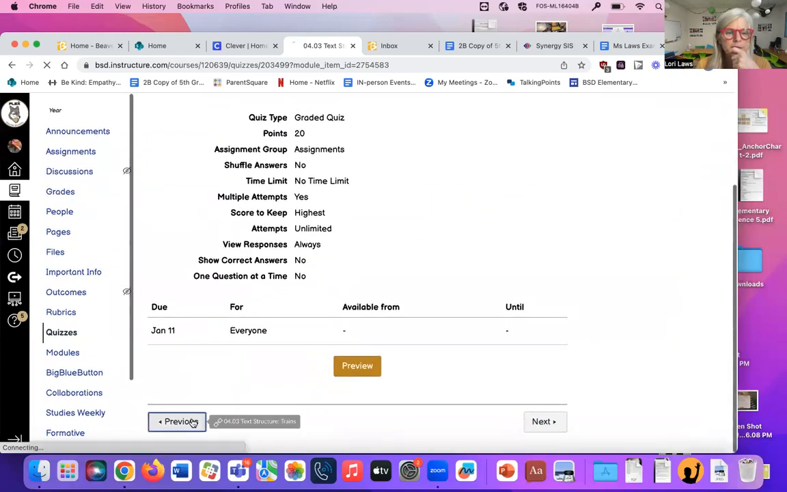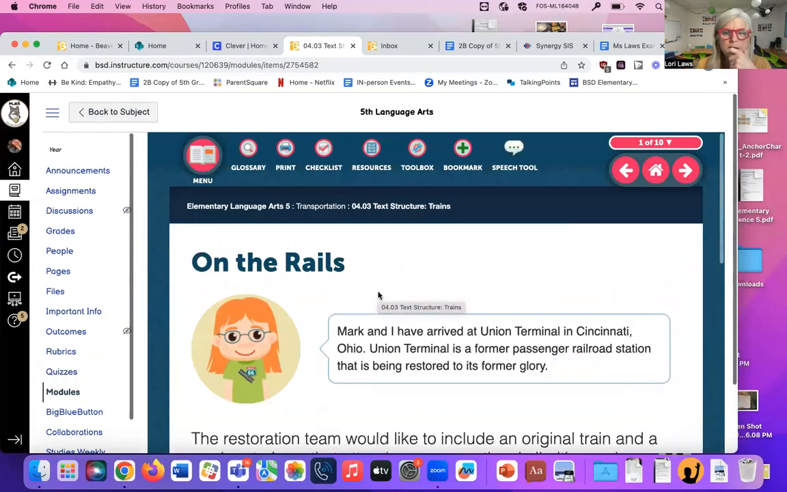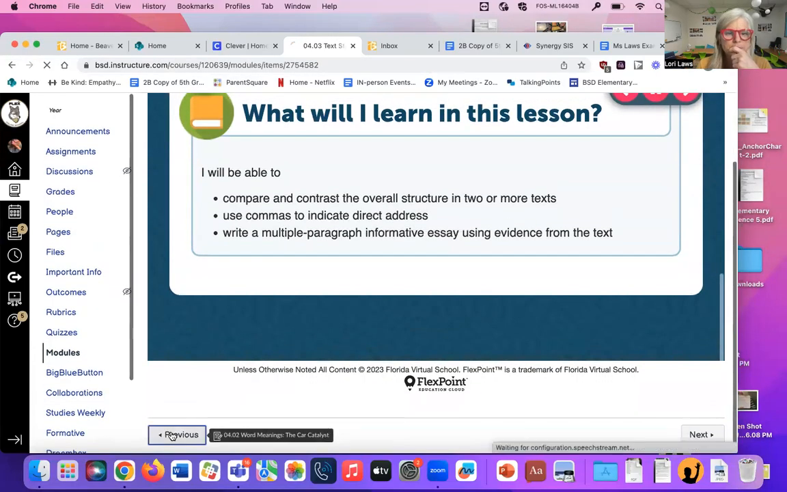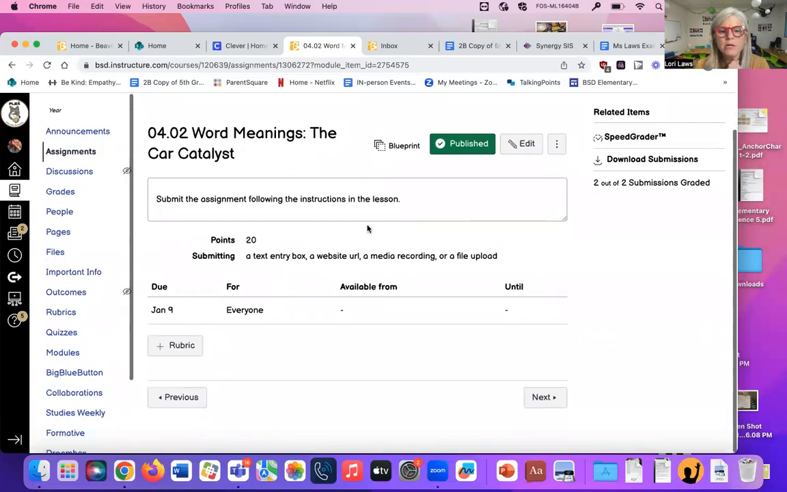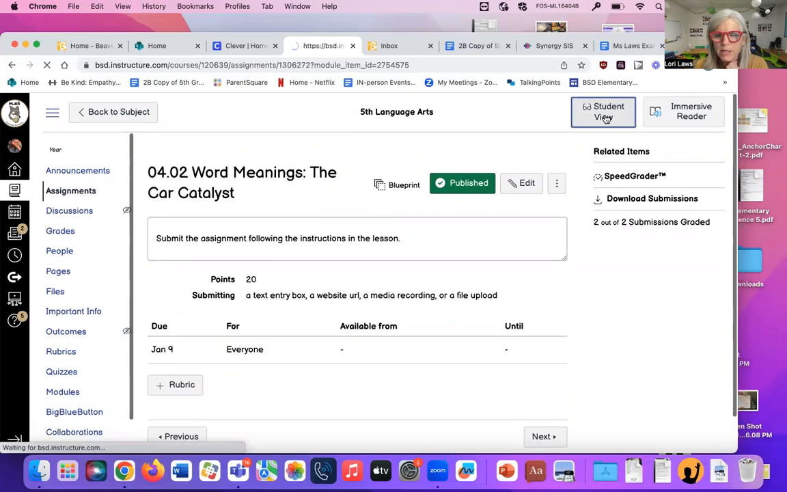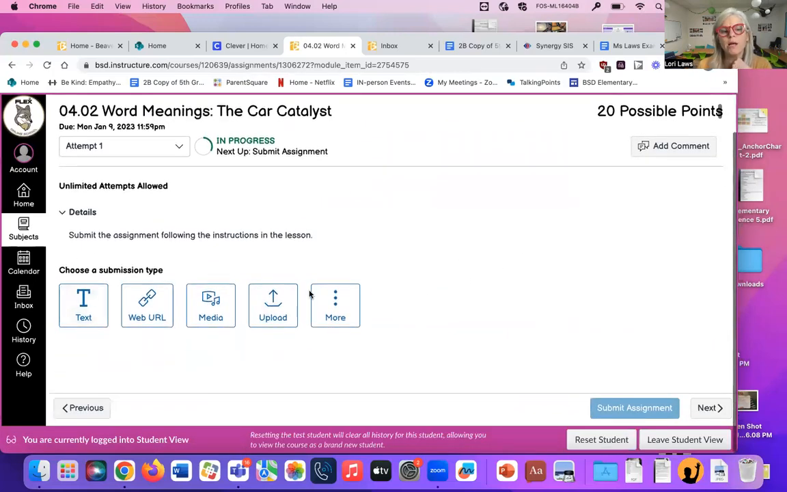Back, previous. Okay, what's this say? 4.03, let's go back some more. This should be 4.02, the car catalyst. This should be it. Submit the assignment following the lessons. Either here you can, if I do it on a student view, it might actually let me. Yeah, here we go. So here it lets you submit it however you want.